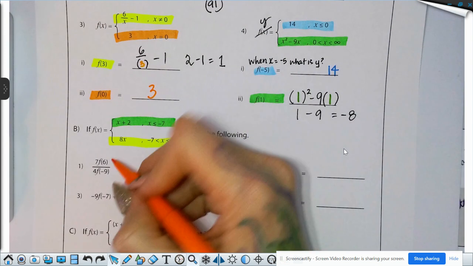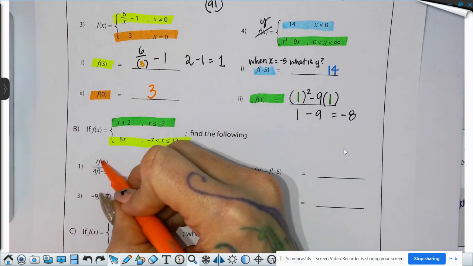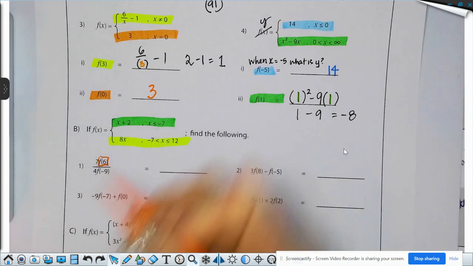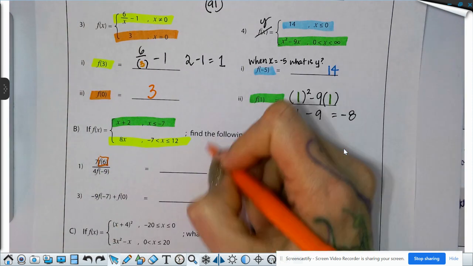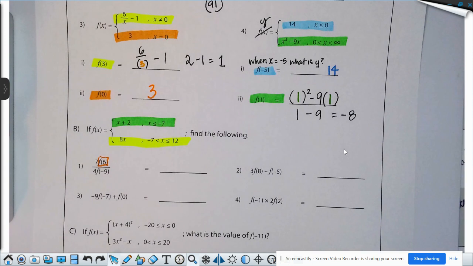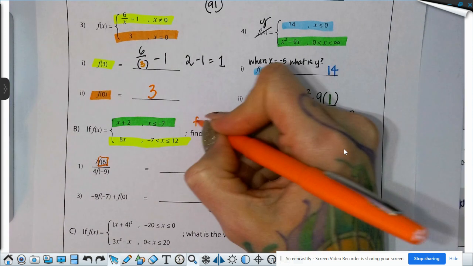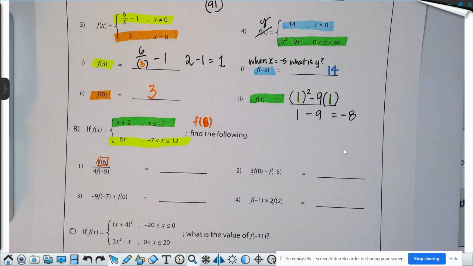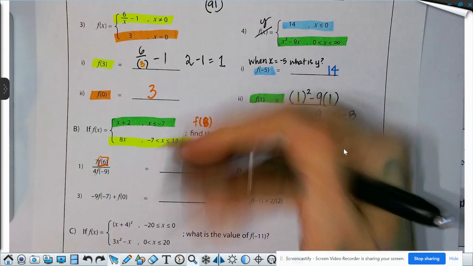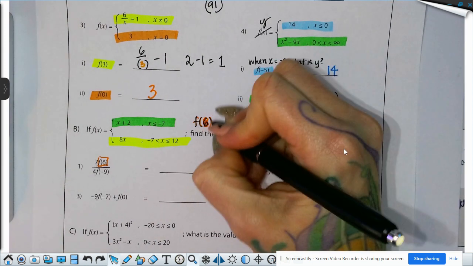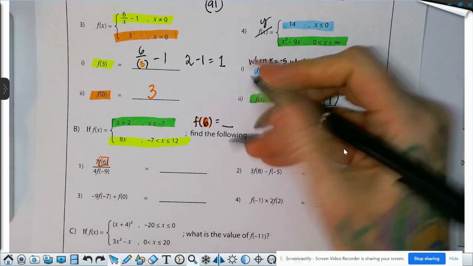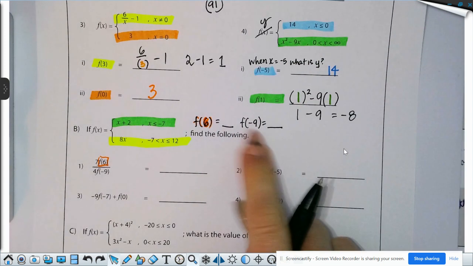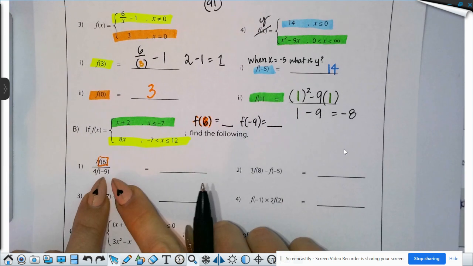So f of 6, the 7 is saying that it's 7 times whatever the output is when you do f of 6. So if you wanted to make a side note, the question that you would be answering first would be f of 6. So we're going to write f of 6 equals, and that's going to be your question number 1 as you're doing your steps here. F of 6 equals, and then we have f of negative 9. So we have to solve both of those before we can even do this number 1, okay?